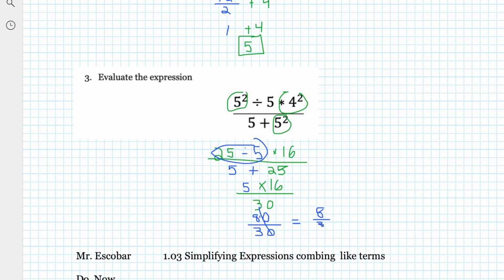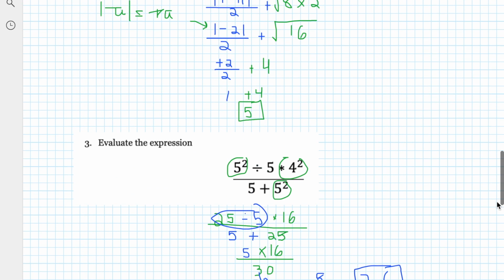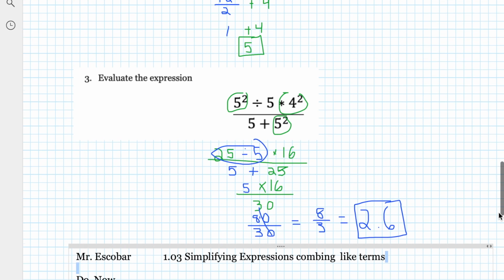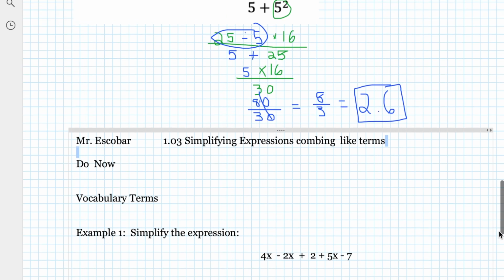8 over 3. And I understand students had trouble because you couldn't enter a fraction. My apologies. But 2.6 suffices just as well. And there you go. That's the exit ticket. See how the work is shown. You just take a picture of it with your phone and upload it on Google Classroom. Just make sure you actually have it posted.